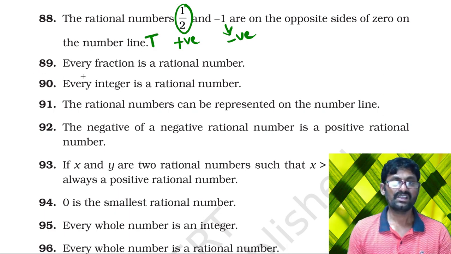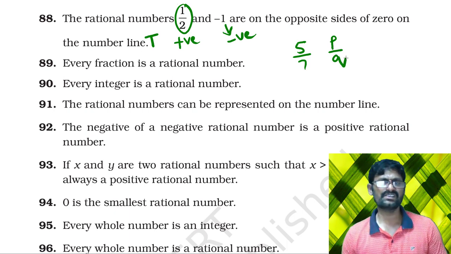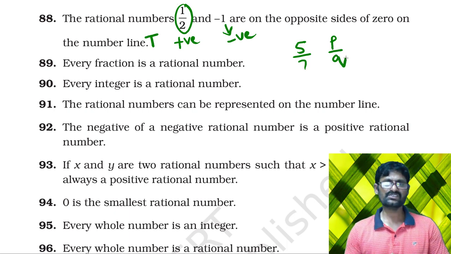Next, the 89th one. Every fraction is a rational number. Every fraction is in the form of something like 5 by 7, that is, in the form of p by q. So every fraction is a rational number. Yeah, that's correct. So this is a true statement.